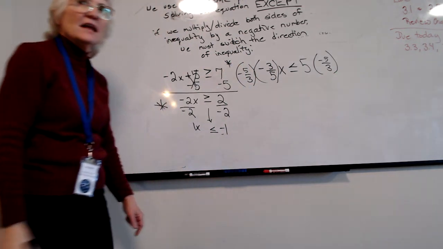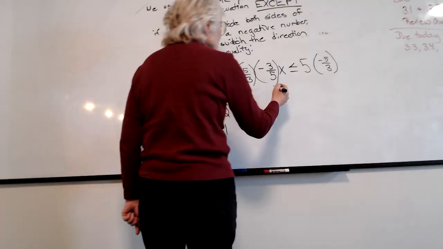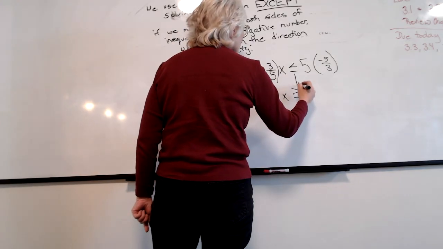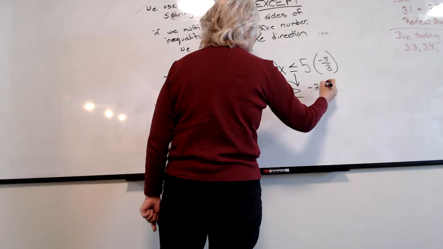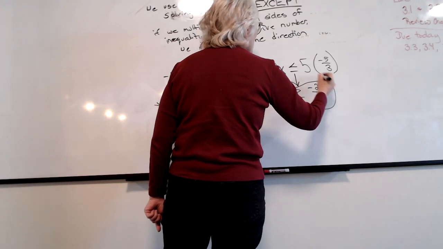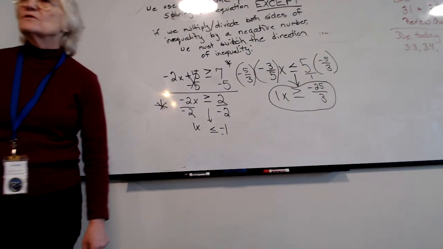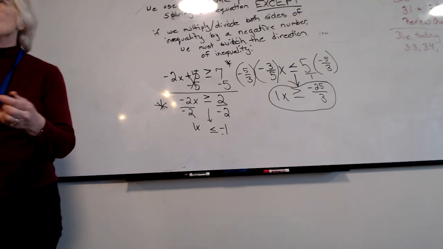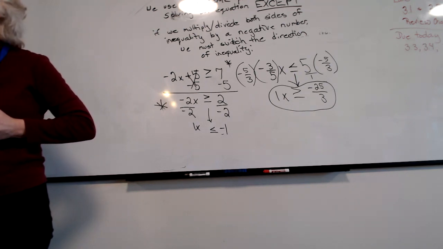Multiplying by a negative number. Okay. So I have to switch. That becomes 1x greater than or equal to 5 times -5/3, which is -25/3. Make sure you know how to do that. That's 5/1. -25/3 would be your answer. But we switched the sign, so x is going to be greater than that. Okay, so those are the things we're looking at in this section.